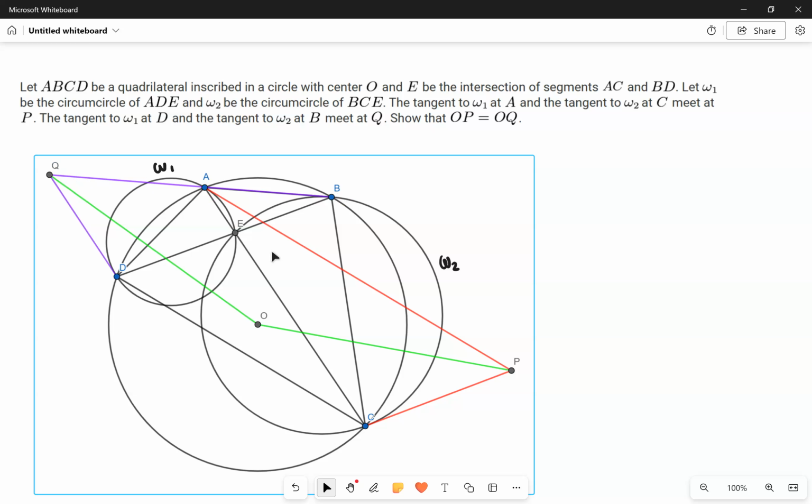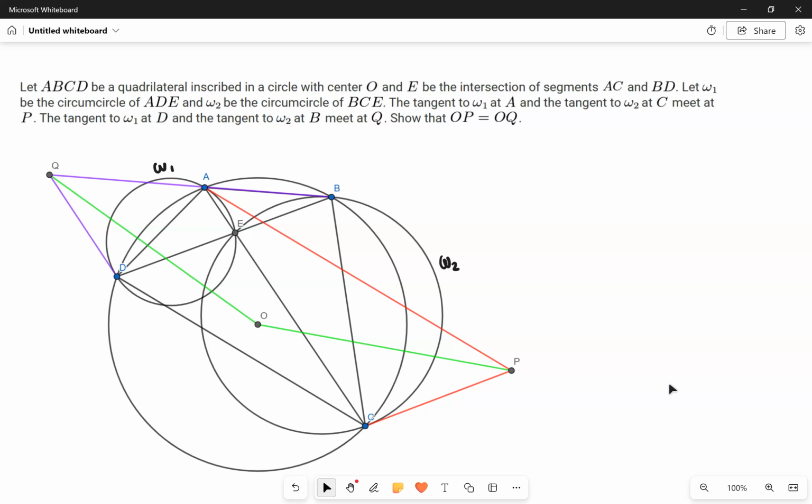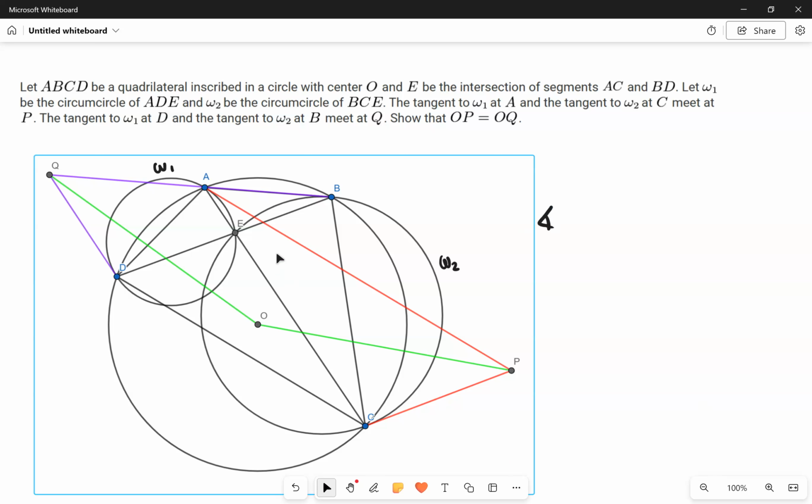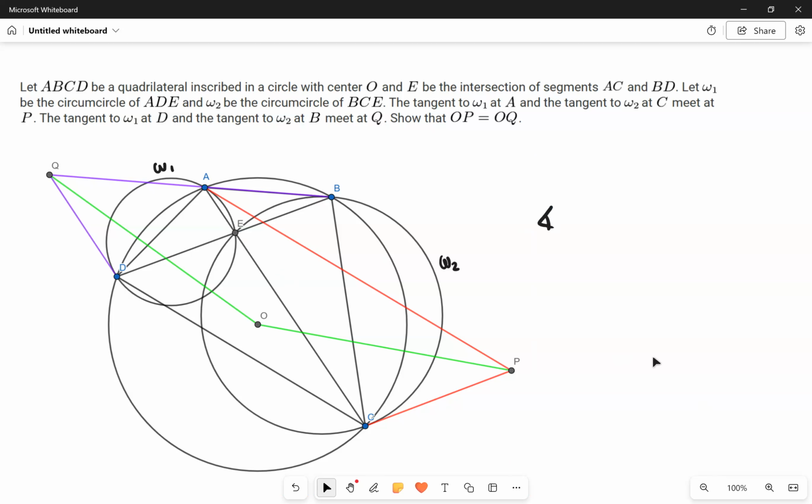And our goal is to show that OP equals OQ, that the green segments have equal length. So how do we get started on this problem? Well, it might not be a good idea to try blindly angle chasing, so let's try doing this. We have this point P here, and PA is tangent to the circumcircle of ADE. So let's try doing stuff with that.